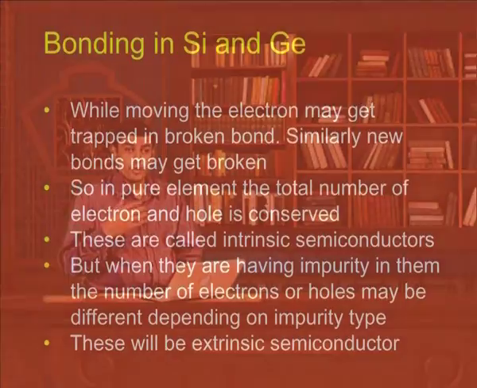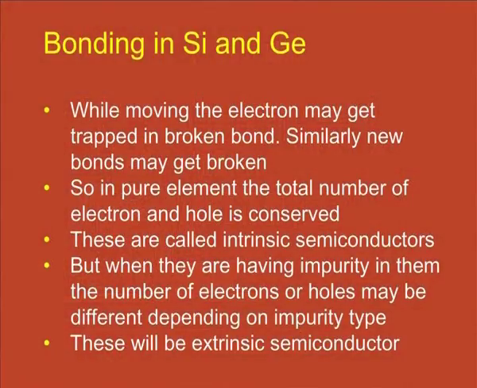But when we dope these semiconducting materials with some amount of impurity, the total number of electrons and holes is no longer conserved. So, the number of electrons or the number of holes will be slightly higher than the other carrier in the material. These kinds of semiconductors are called extrinsic semiconductors.